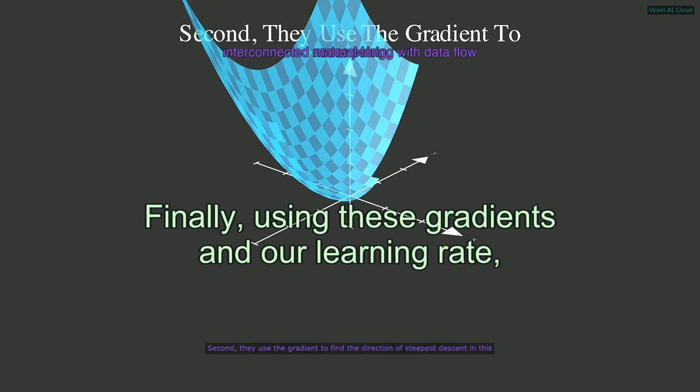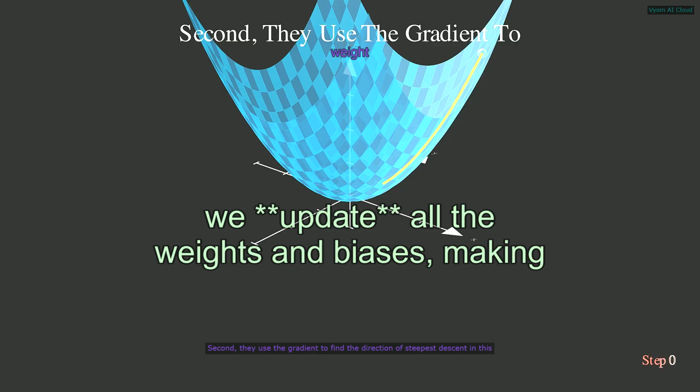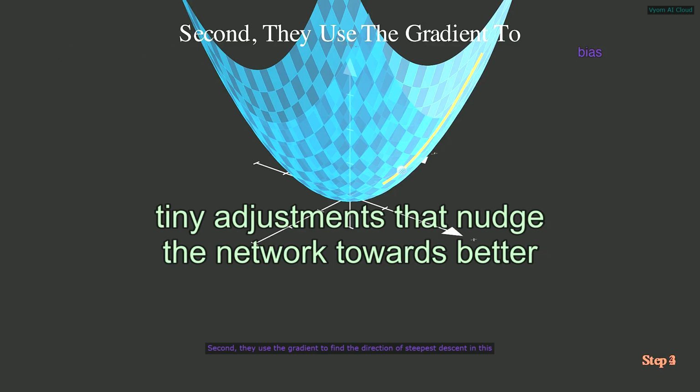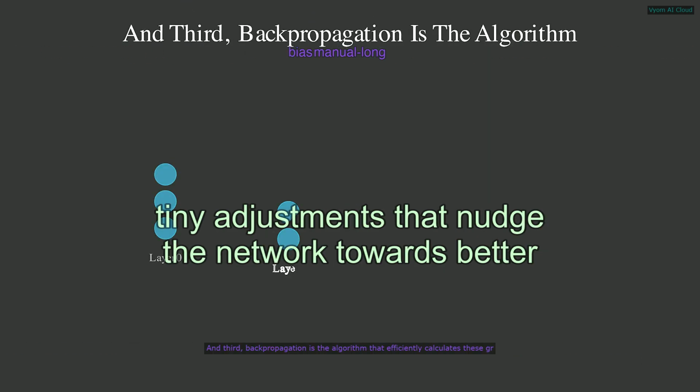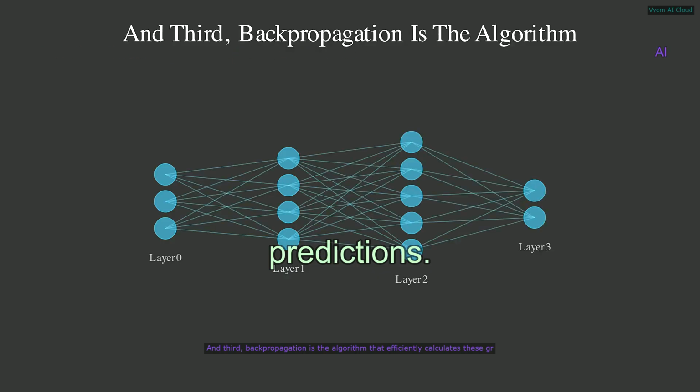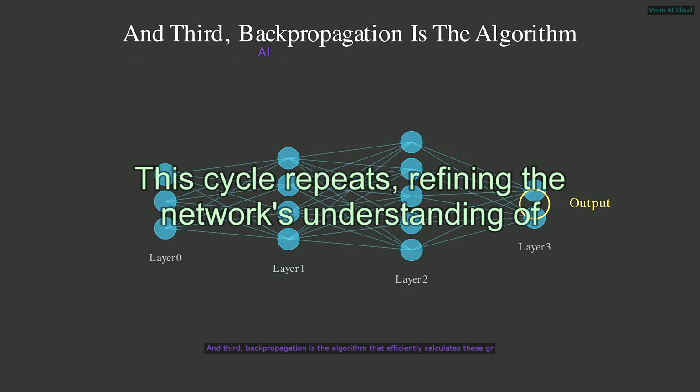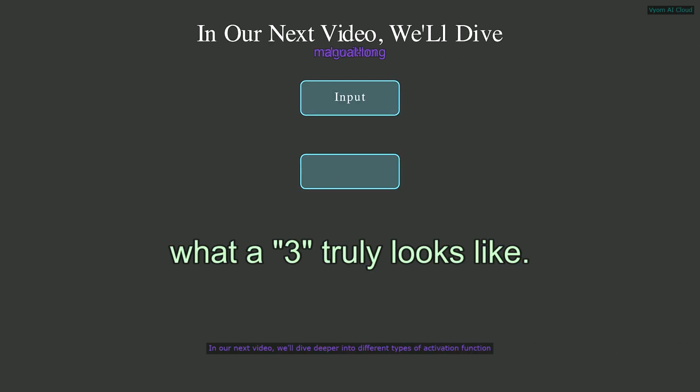Finally, using these gradients and our learning rate, we update all the weights and biases, making tiny adjustments that nudge the network towards better predictions. This cycle repeats, refining the network's understanding of what a 3 truly looks like.